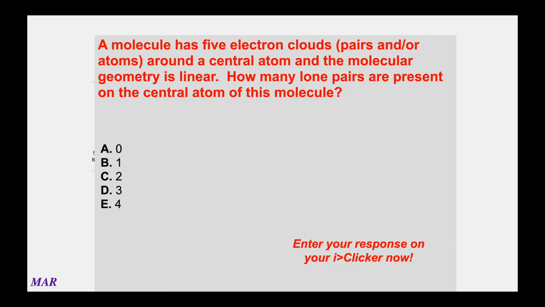A molecule has 5 electron clouds. They could be pairs and or atoms around a central atom, and the molecular geometry is linear. How many lone pairs are present on the central atom of this molecule? So this was one of the examples given just before I covered it up here. In this case, you have 5 pairs. So that's going to be an electron pair geometry of trigonal bipyramid. 5 clouds means trigonal bipyramid.